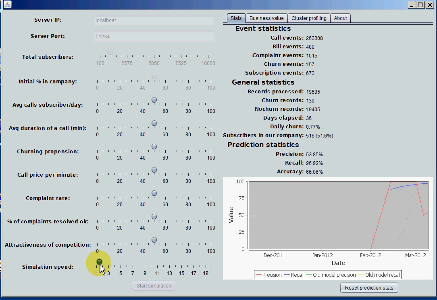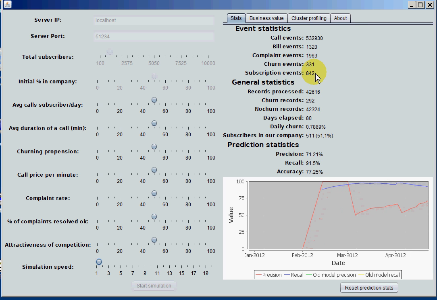Subscribers start producing what we call events. Here we see their counts: number of calls, number of bills emitted, number of complaints filed by the subscribers, number of subscribers that have churned, that is changed company, and number of subscribers that have subscribed to our company.